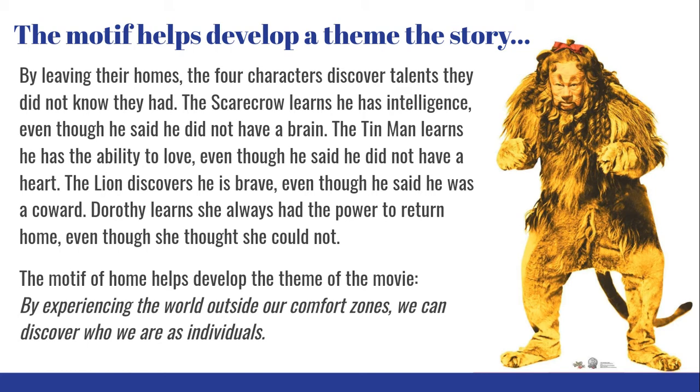By leaving their homes, the four characters discover talents they did not know they had. The Scarecrow, when he leaves the cornfield, learns he has intelligence, even though he said he did not have a brain. The Tin Man leaves his wooded cottage and learns he has the ability to love, even though he said he did not have a heart. And the Lion leaves the forest, where he discovers he is brave, even though he said he was a coward.